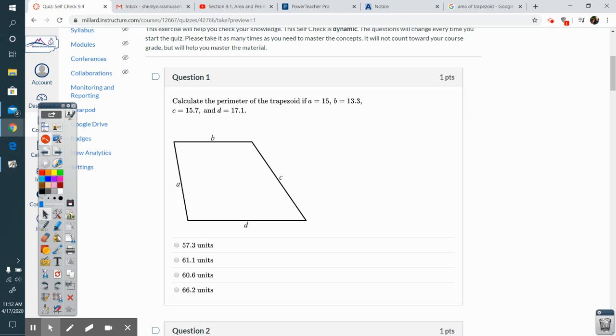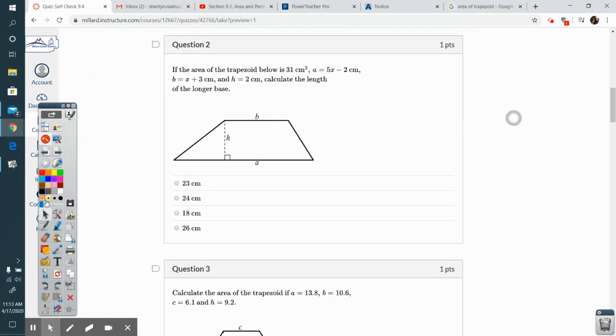So for this one right here, if you're asking for a perimeter of this trapezoid, A is 15, B is 13.3, C is 15.7, and D is 17.1. All you do, since we're actually asking about the perimeter, is add up every side. So you had A plus B plus C plus D. So you just take those numbers and add them together. It's not too difficult at all. And when I add those together, I have 61.1 units. So that would be the answer for that one.